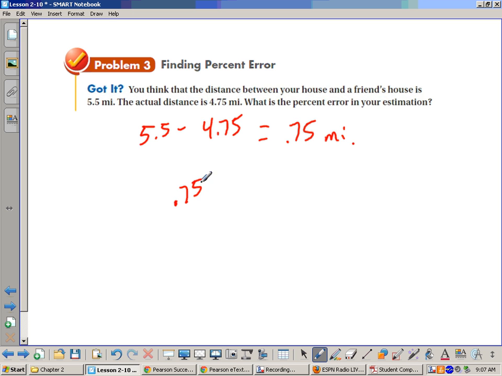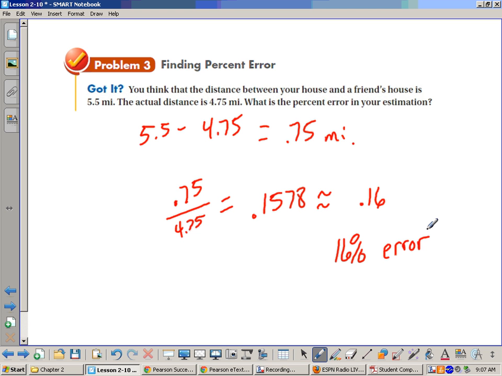And then we're going to divide by the actual distance. So the actual distance would be considered the original distance. So we're going to take 0.75 and divide by 4.75 to get 0.1578, which we could round to about 0.16 multiplied by 100, and this is a 16% error.